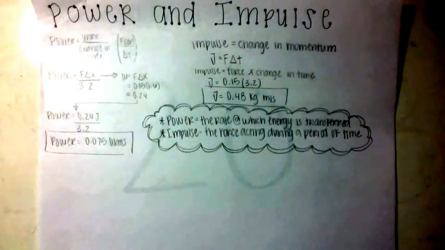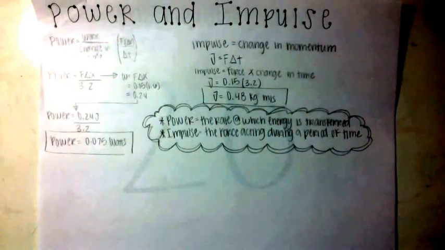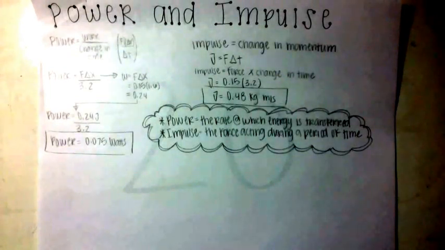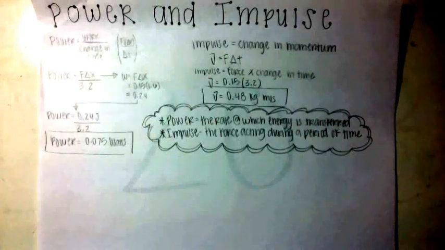And by definition, impulse is the change of momentum or the force acting during a period of time. And the equation for that is impulse equals F delta t, which is impulse equals force times change in time. And so again, we just substituted in our values, which was our force was 0.15 times 3.2, which was our change in time. So our impulse equals 0.48 kg meters per second. And that is how you solve for power and impulse.